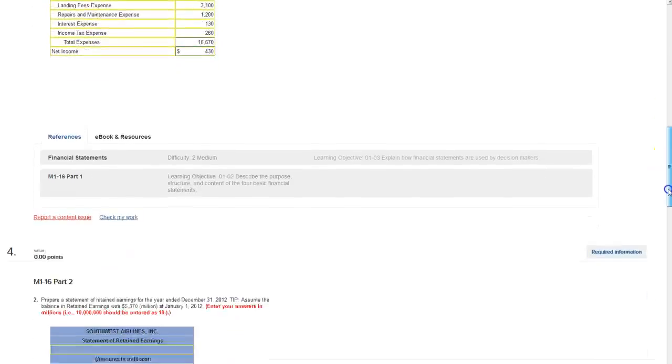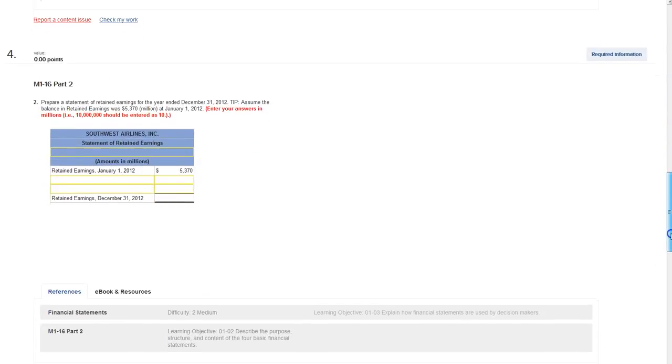Our next financial statement, the statement of retained earnings, we have to complete our heading here too. Name of the company, name of the statement, and the time period covered for the year ended. In fact, it tells us here, prepare a statement for the year ended. And it wants us to assume that the beginning balance in retained earnings was $5,370.